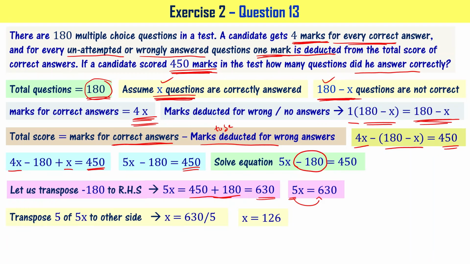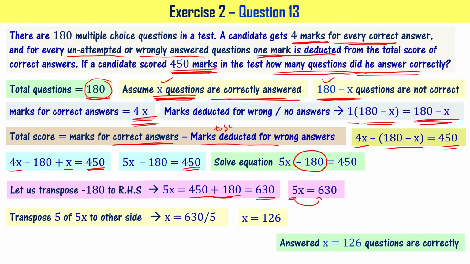X equal to 126. We said that X questions are correctly answered and we are asked to find how many questions he answered correctly. So we can say that X equal to 126 questions are answered correctly, right?